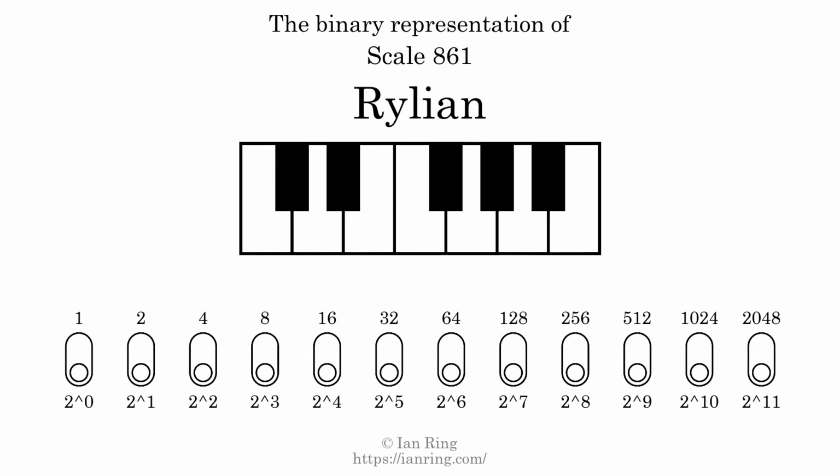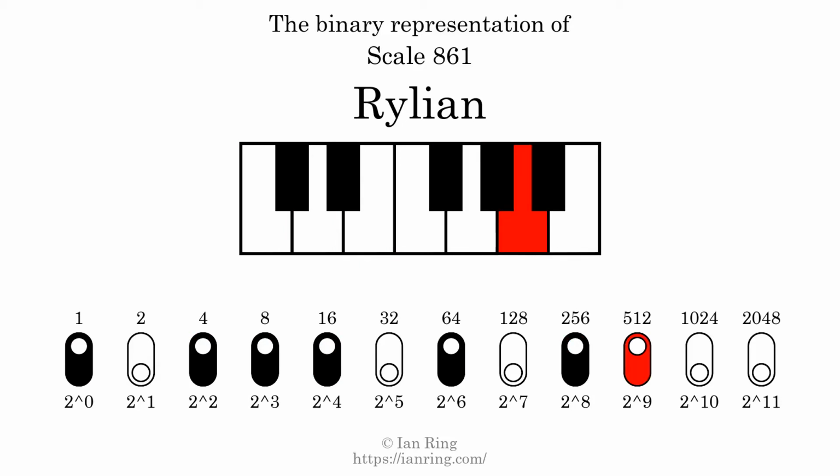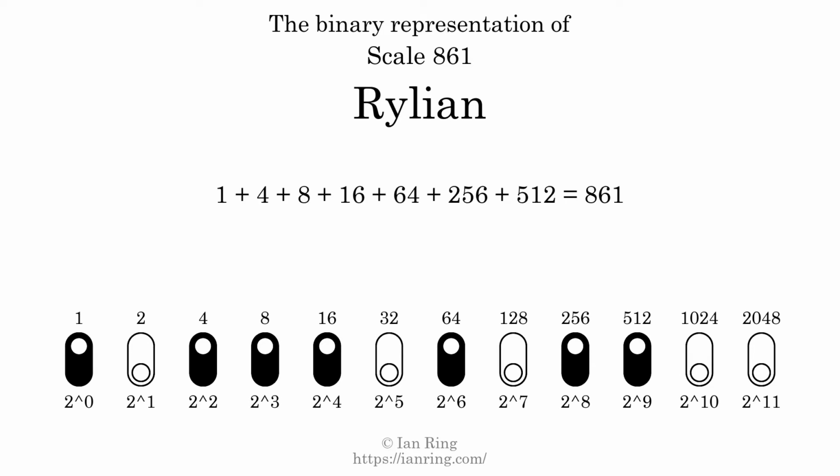The binary representation of this scale is determined by mapping tones of the scale to binary digits. Each binary digit represents a power of 2. To get the scale number, we add the powers of 2 together. The powers of 2 that are present in the scale, all added together, equals 861. That is why the scale number, in decimal, is 861.